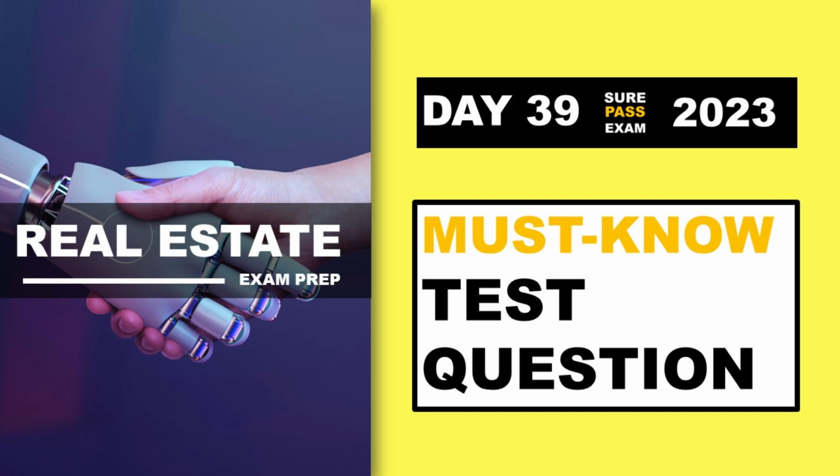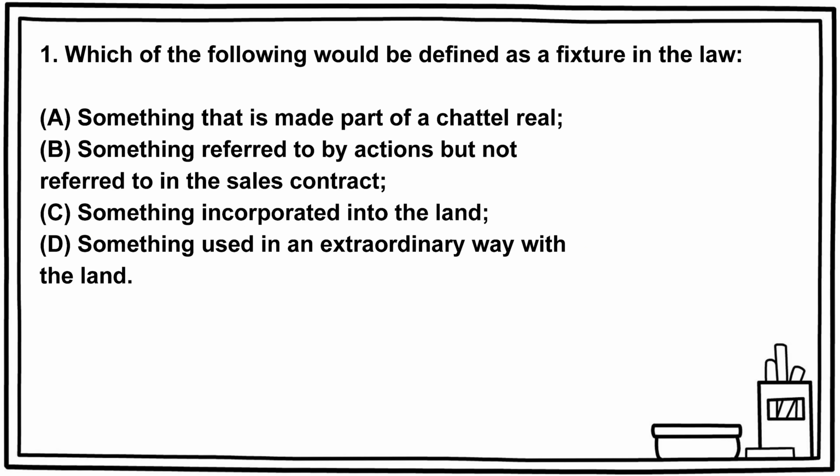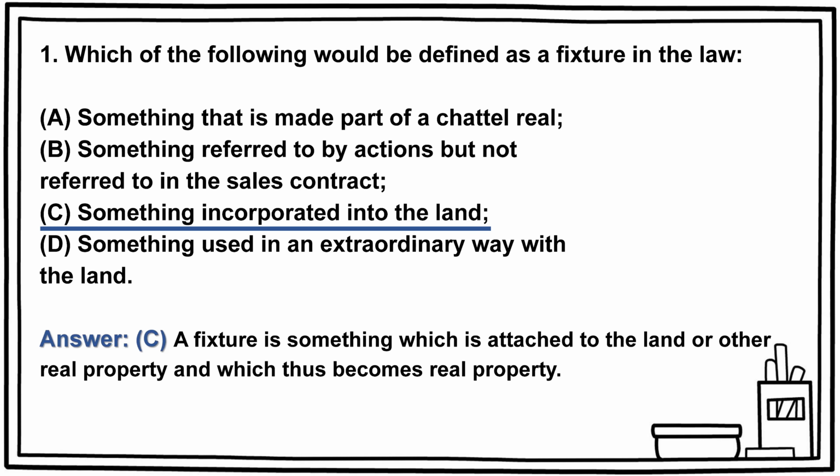Let's start now. 1. Which of the following would be defined as a fixture in the law? A. Something that is made part of a chattel real. B. Something referred to by actions, but not referred to in the sales contract. C. Something incorporated into the land. D. Something used in an extraordinary way with the land. Answer: C. A fixture is something which is attached to the land or other real property, and which thus becomes real property.